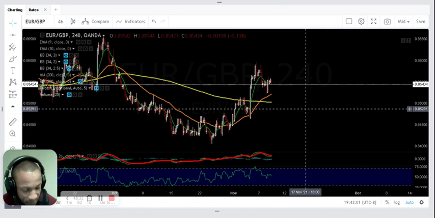The 9 is over the 50, uptrend. The 50 is over the 200, it's a downtrend. So basically the stronger trend is down, but you may have a temporary pullback up because it's not just going to go straight down, the way I've been trained.